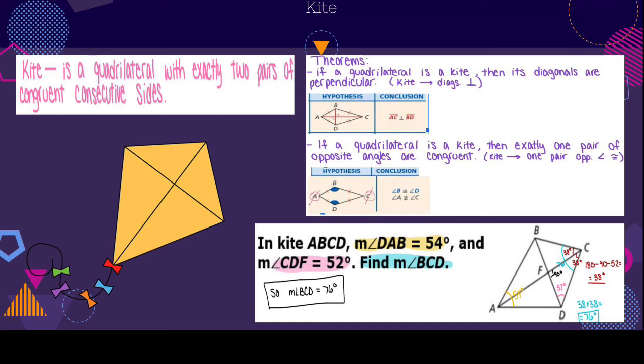So first I plugged in angle DAB, which equals 54 in yellow, and then I plugged in angle CDF, which equals 52. And then we know that angle CFD is 90 degrees. So I did 180 minus 90 minus 52, and we got the 52 from angle CDF, and that equals 38, and that gives you angle FCD. And so you do 38 plus 38 equals 76, and that gives you the measure of angle BCD.